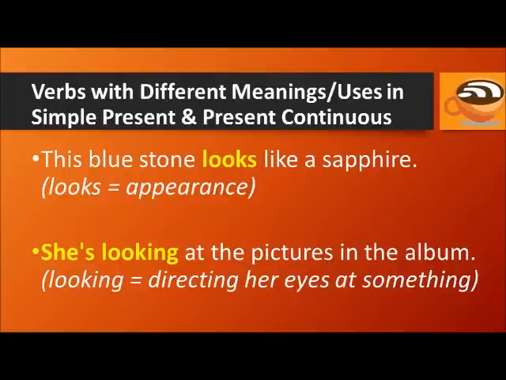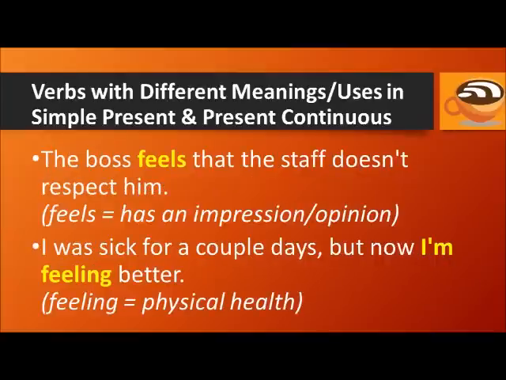This blue stone looks like a sapphire. Looks refers to appearance, an intrinsic quality of the stone. She's looking at the pictures in the album. Looking is continuous because it refers to an action, directing her eyes at something. The boss feels that the staff doesn't respect him. Feels is used in the present simple because it refers to having an impression or opinion. I was sick for a couple days, but now I'm feeling better. When the verb feel is used for physical health, we can use it in the continuous form.